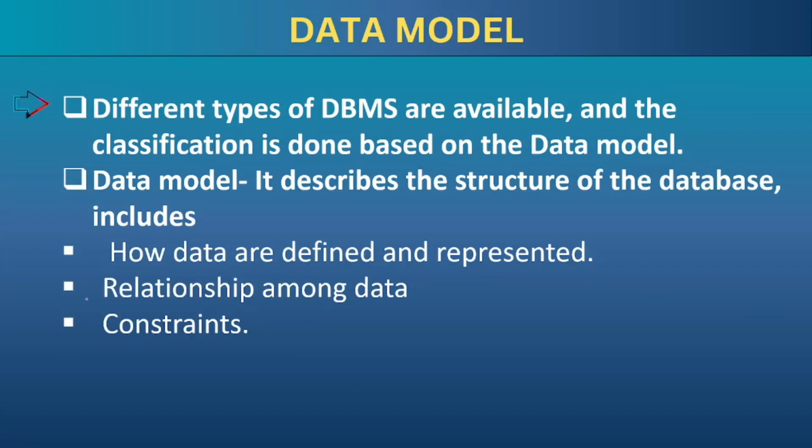The next concept is data model. What does it mean? If you take the database management system, there are different types available. But what are the types and how do they vary? Obviously, you have to understand the data model. So the data model only will decide the type of classification of DBMS. So what is a data model? It describes the structure of the database, and it includes how data are defined and represented, relationships among the data, and the constraints. So based on these three criteria only, the data model will decide the classification of the DBMS.